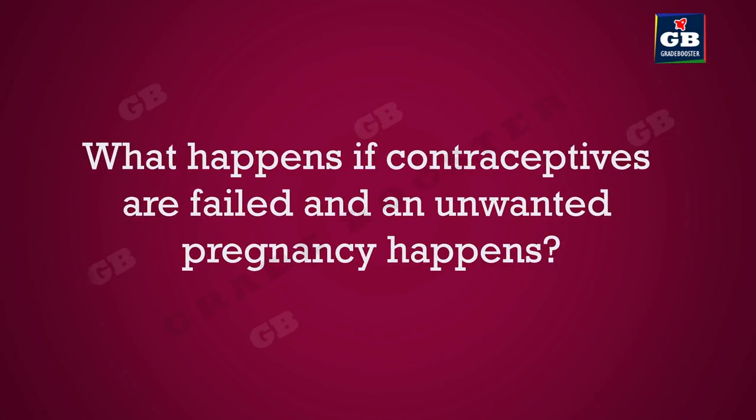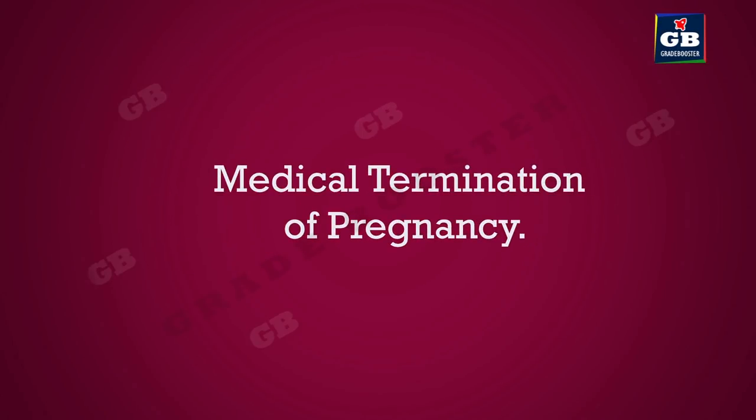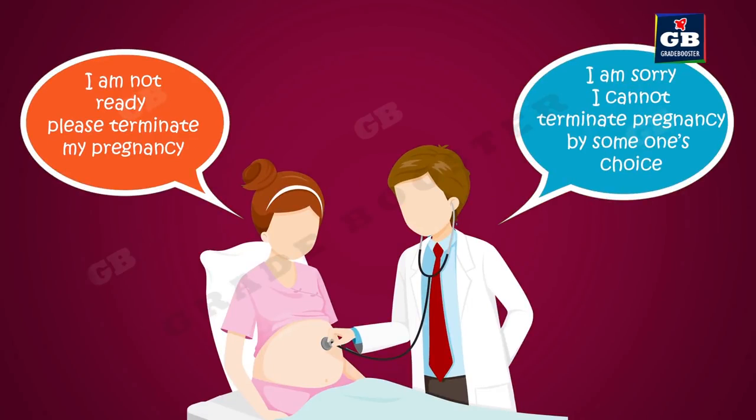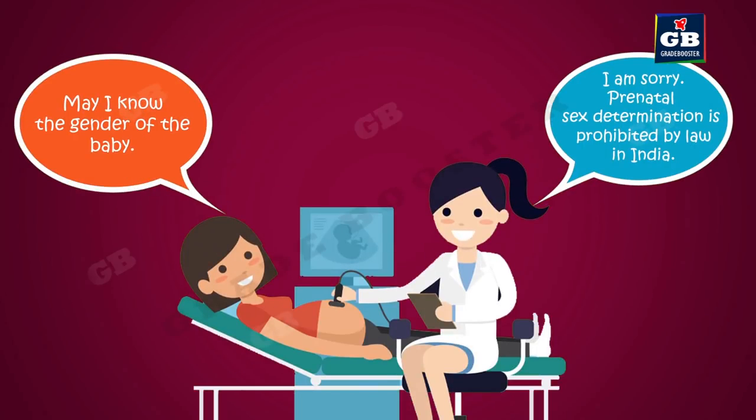What happens if contraceptives fail and unwanted pregnancy happens? Medical termination of pregnancy. Pregnancy can be removed by medical surgery, but it will be done only under some special circumstances. Abortion or medical termination of pregnancy is illegal if it is done by someone's choice. It is misused in our country. Many families are reluctant to have a girl child. It is leading to illegal sex-selective abortion of female fetuses. For this reason, prenatal sex determination has been prohibited by the law.